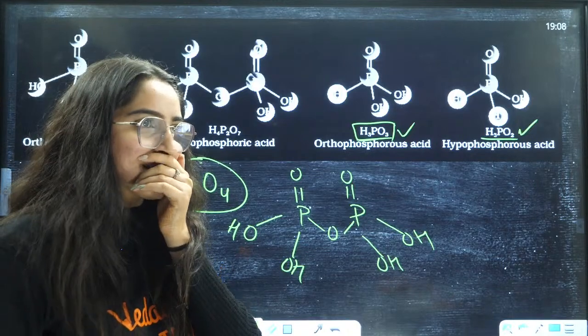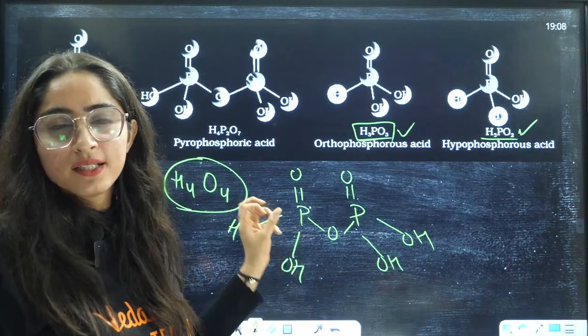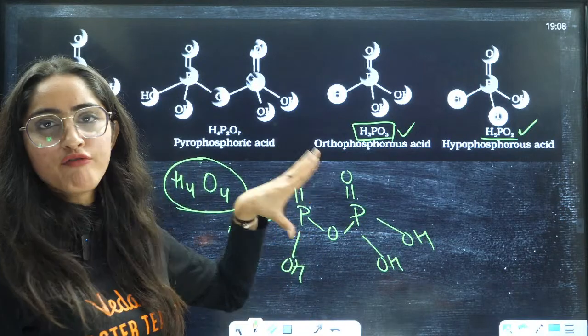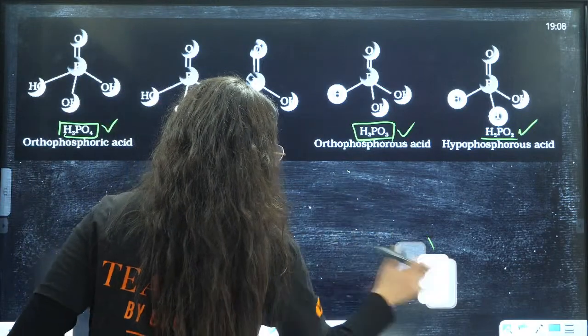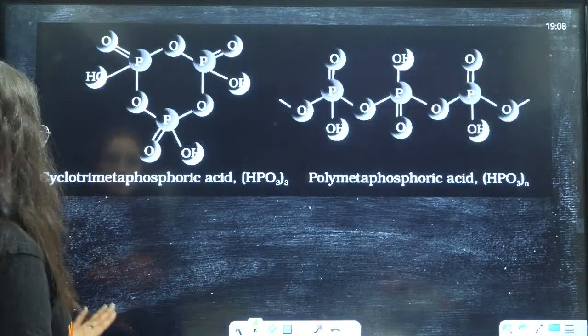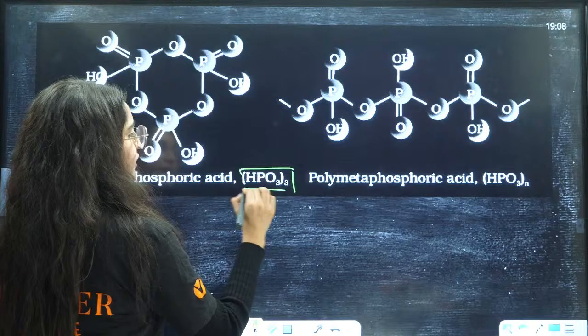Yeah, inorganic is always boring. Right? So this is how you draw the structure of oxoacids. Now we are still left with some other structures as well. These are the big structures, though they will hardly ask you this.